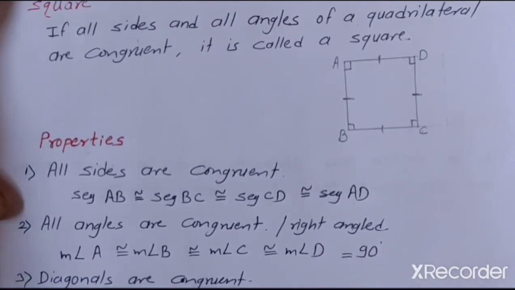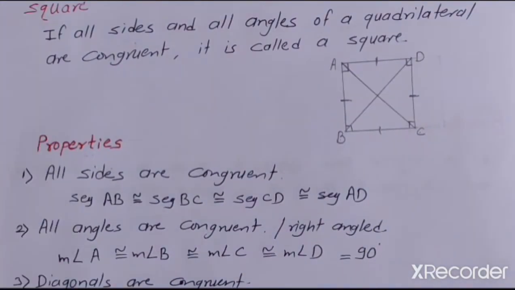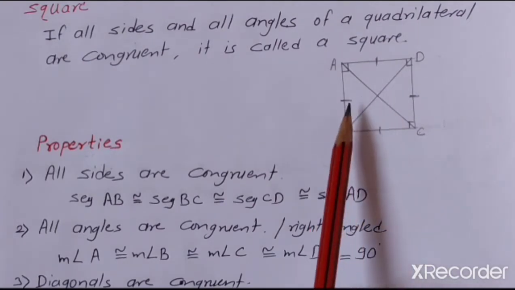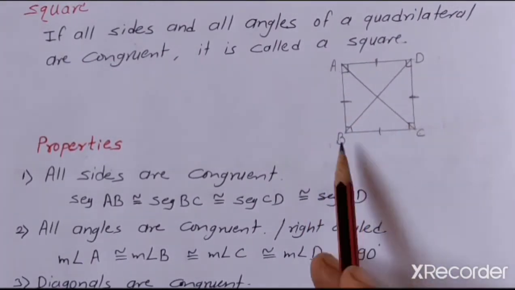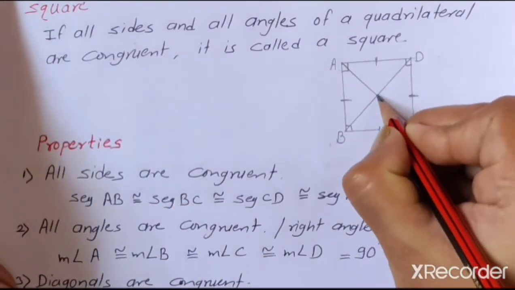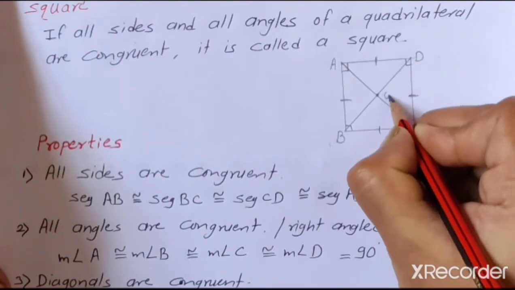Now next move to its diagonals. There are 2 diagonals, and both diagonals are congruent. So from this figure we can say diagonal AC is congruent with diagonal BD. These diagonals intersect here, suppose at point O.